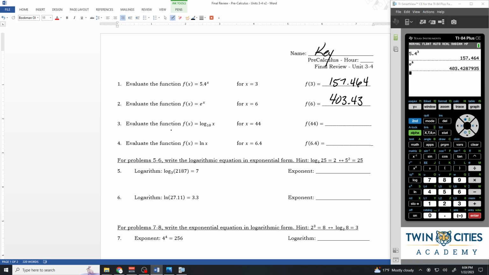Number 3, evaluate the function f of x equals log base 10 of x for x equals 44. All right, in your calculator, it assumes that if you hit the log button here, that you are in common log, you're in base 10. So you don't actually have to plug in this 10 anywhere. You just hit log and then 44. And then enter. 1.643.